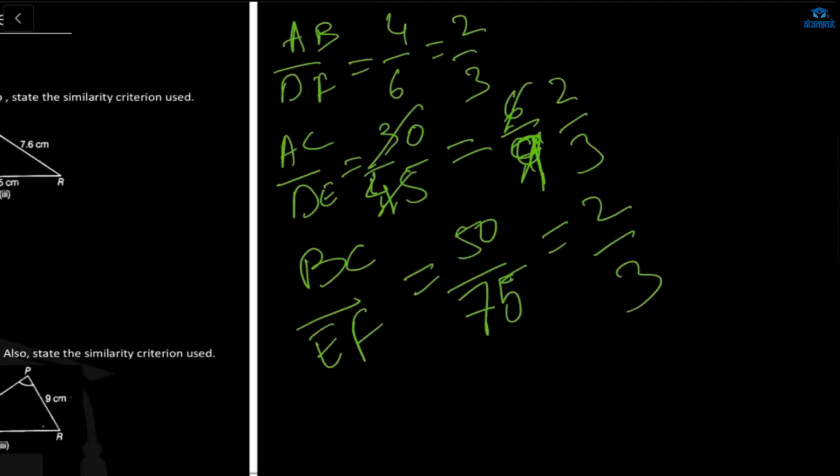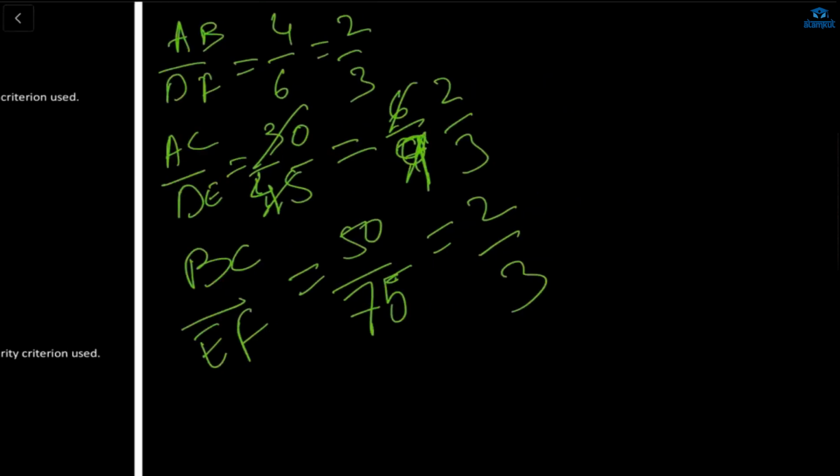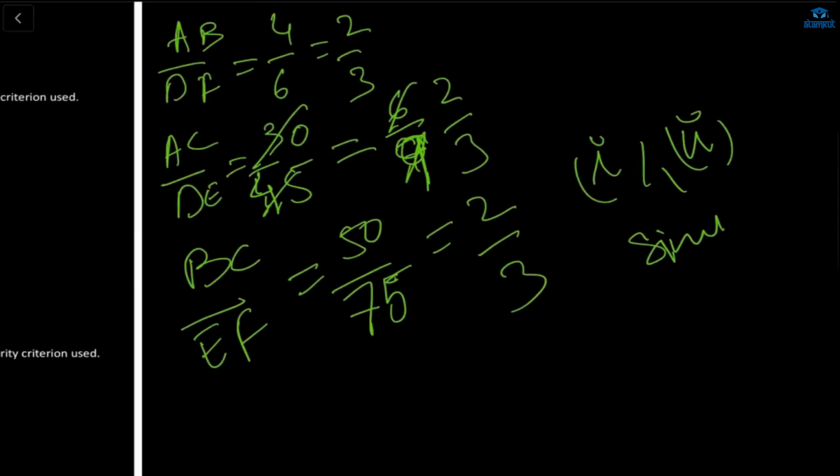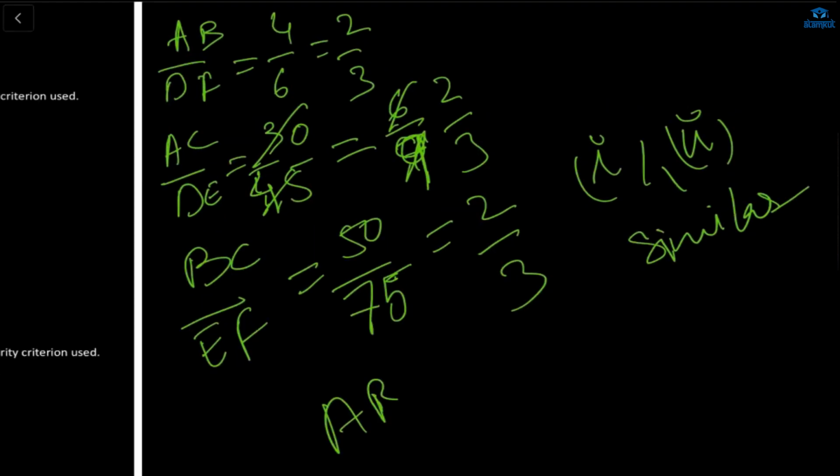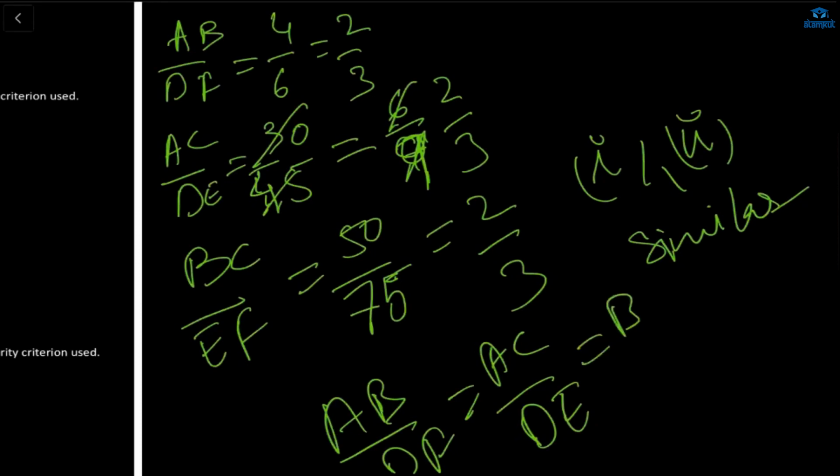So all the ratios are equal. That means the triangle 1 and 2 are similar. Okay, since AB by DF is equal to AC by DE is equal to BC by EF. Okay, second criterion, all the three ratios.